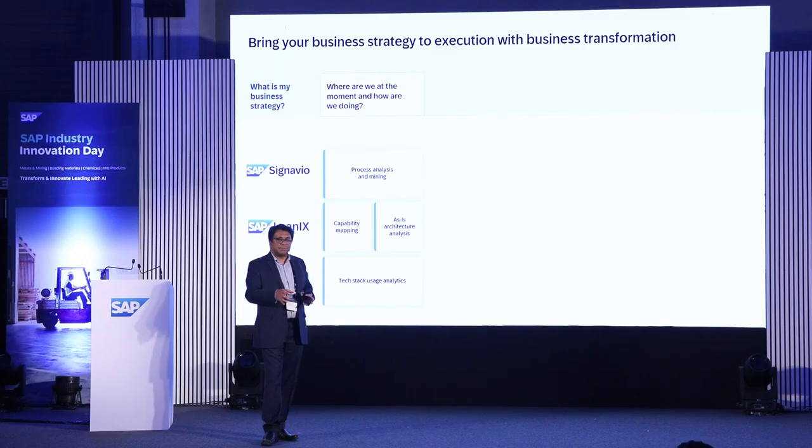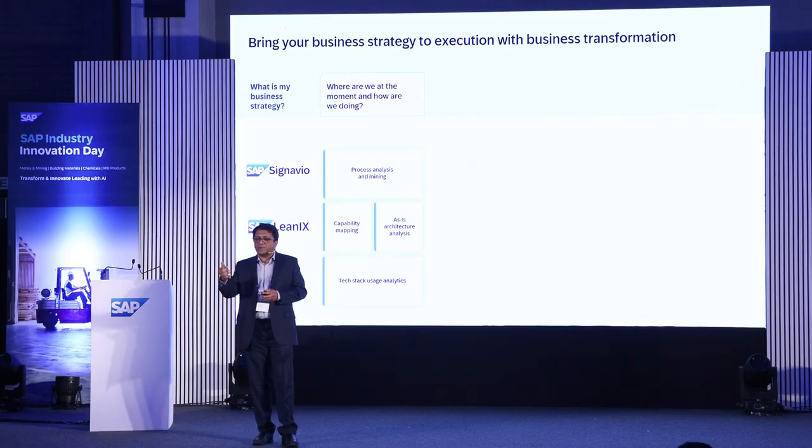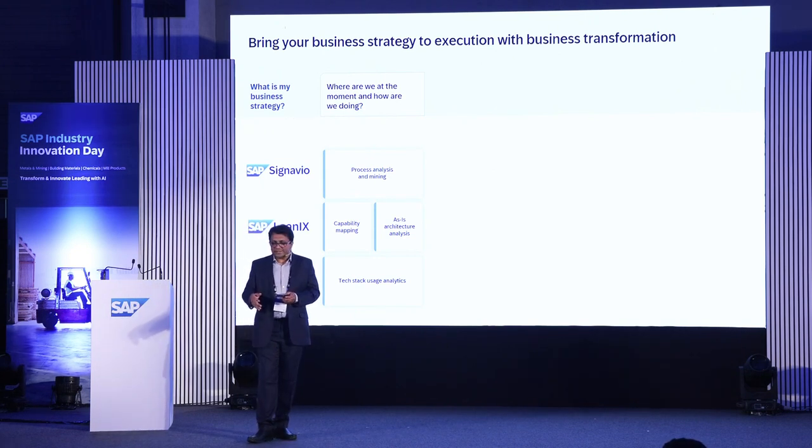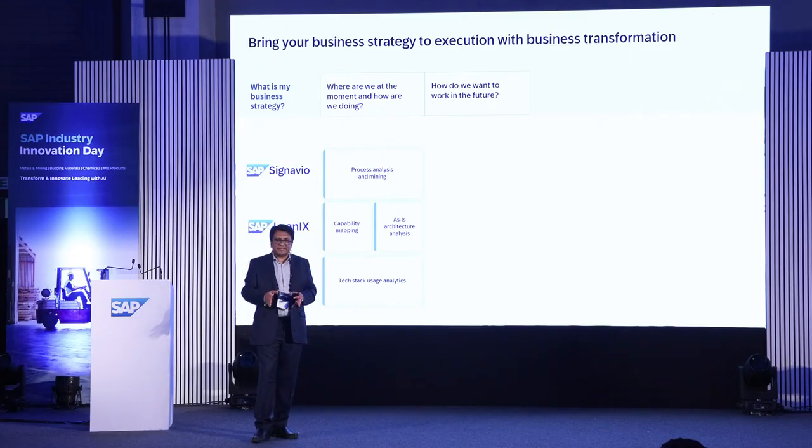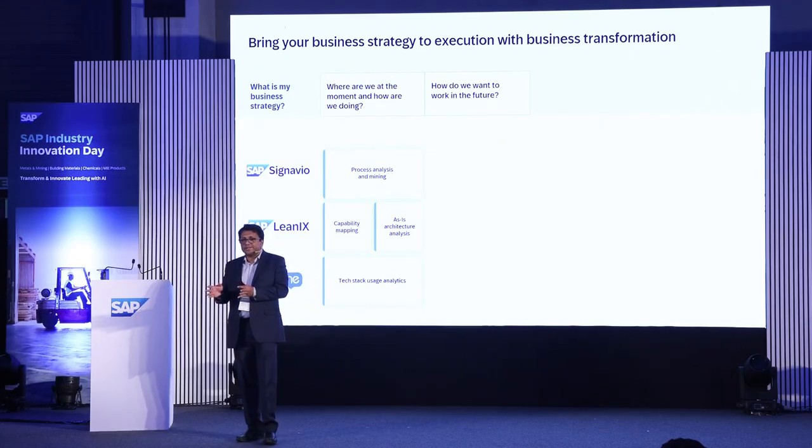Signavio covers data-driven process analysis and mining. LeanIX maps your applications to the business capabilities. Ultimately, you want your businesses to adopt the right applications for the right purpose. So LeanIX brings in the business capability mapping and the ability to understand your as-is architecture, and WalkMe handles digital adoption. Once you understand the as-is process, you want to design the to-be process.